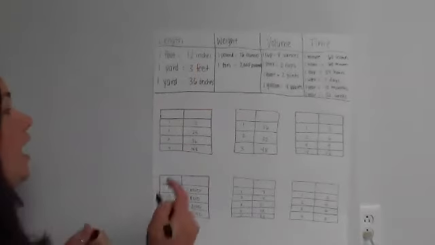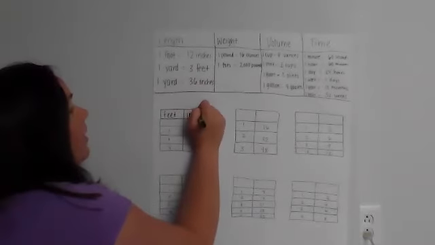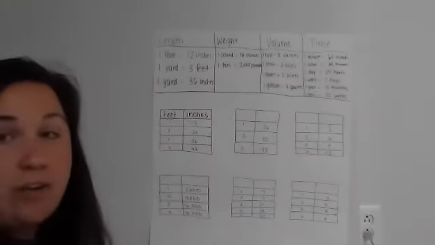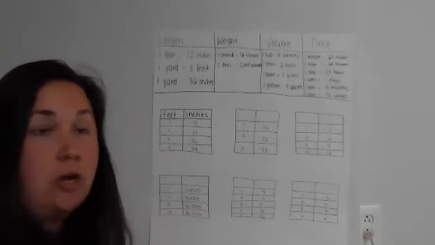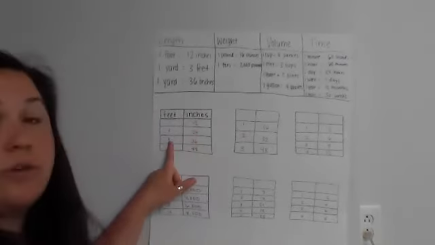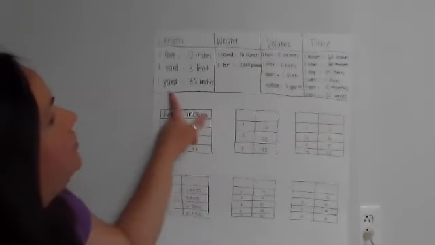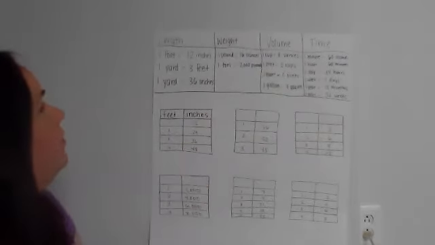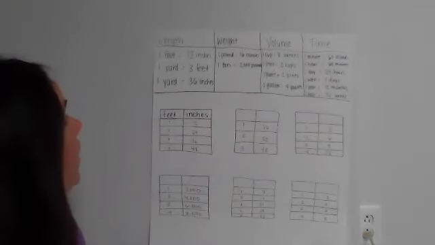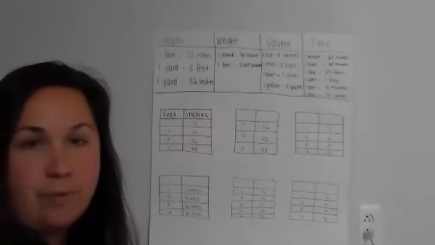So I could have feet and inches. That is a very plausible chart to fill in. 1 foot is 12 inches, 2 feet is 24 inches, 3 feet is 36 inches, 4 feet is 48. Is there anything else that might work to fill in this chart for us? No, that looks to be the best one that fits this combination of numbers.